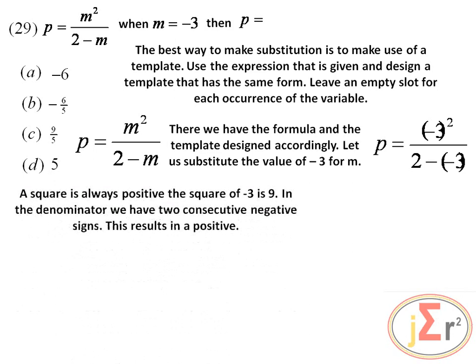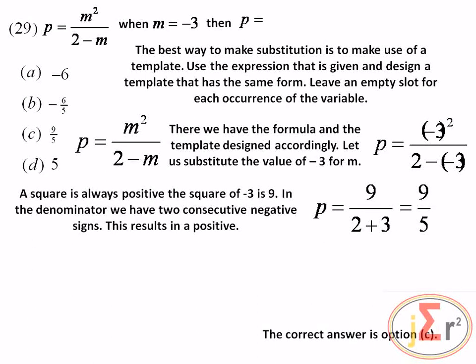That's it. A square is always positive. The square of negative 3 is 9. In the denominator, we have 2 consecutive negative signs. This results in a positive. So when we square a negative, the answer is positive. So negative 3 squared is positive 9. 2 minus a negative 3, we have consecutive negative signs there. That will be positive. So 9 over 2 plus 3, and that is equal to 9 over 5. The correct answer is option C.